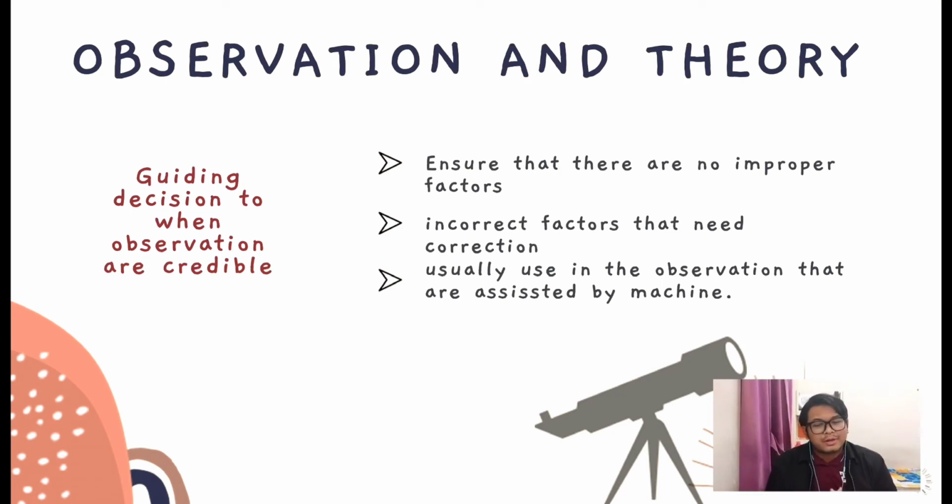We usually use this concept of guiding decision for when observations are credible when the observation involves something that is assisted by machines, such as a telescope or microscope and other things. So moving on to the next slide.